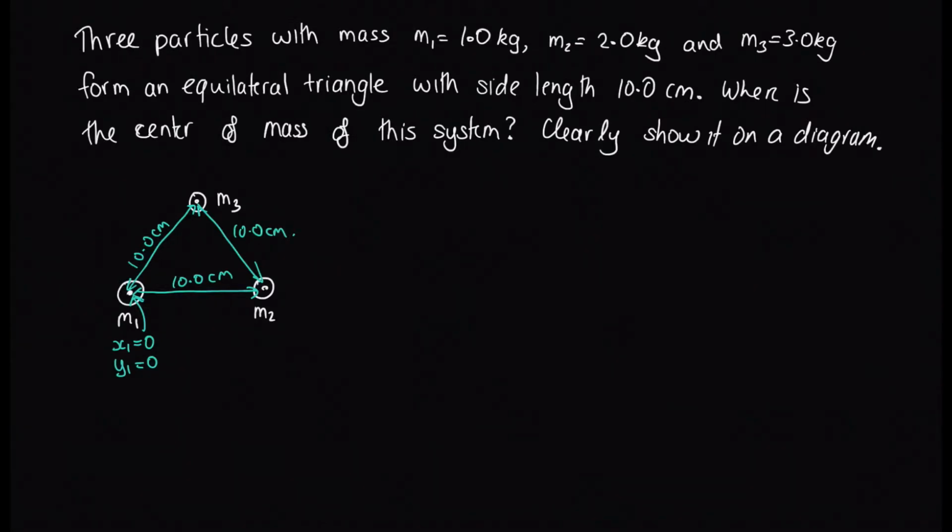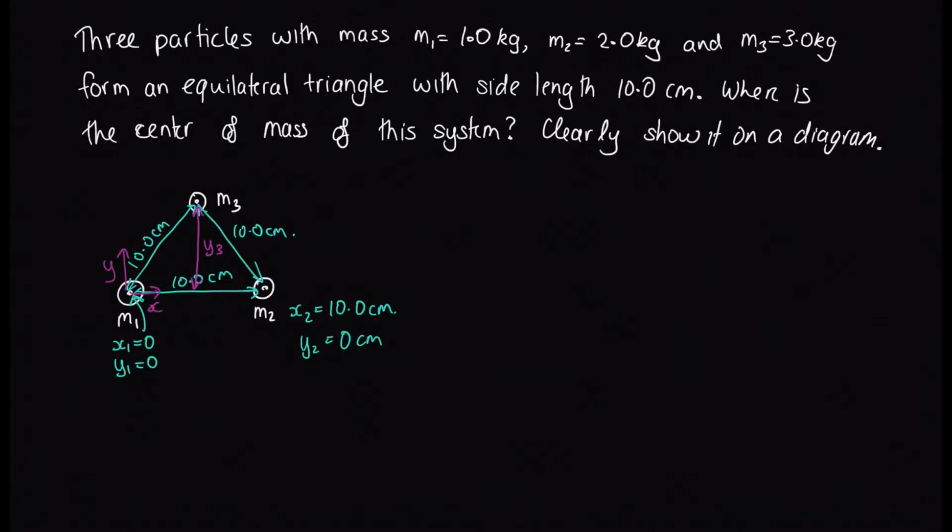So we've given the location of particle 1. For particle 2, we've got x2 is equal to 10 centimeters because it's 10 centimeters along the x direction from mass 1. And y2 is also equal to 0 centimeters as it's at the same height as mass 1. Now, calculating for particle 3 is a little bit more complicated. What we'll want to do is work out this height here.